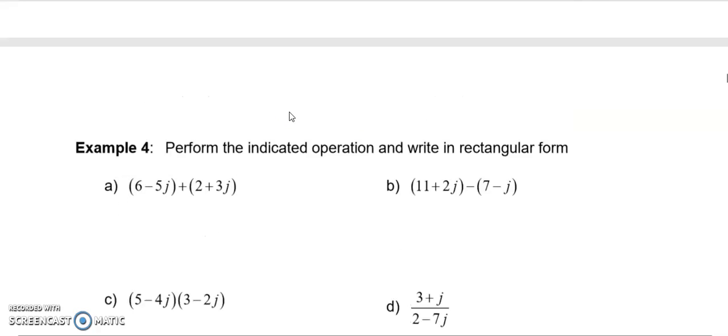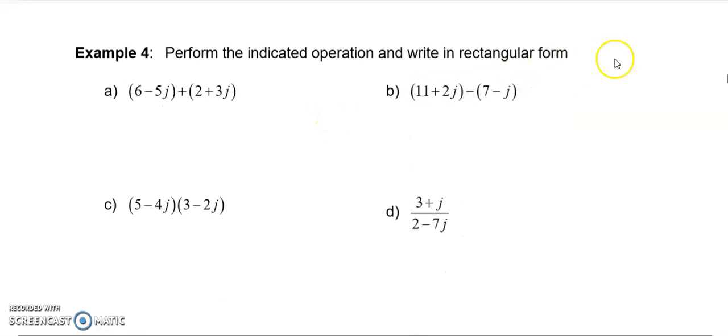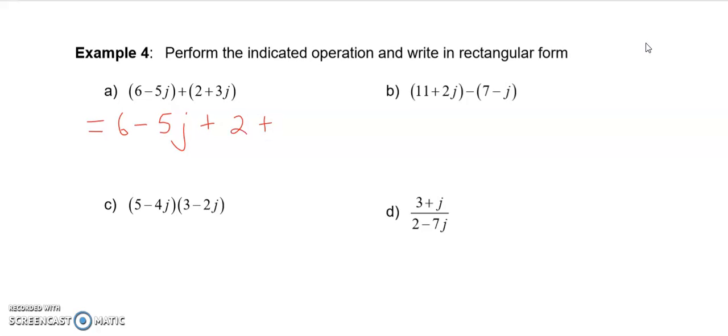So let's look at example number 4, and this is on page 7 at the very top. It says, perform the indicated operation and write in rectangular form. Well, if you're adding two complex numbers, as part A tells us to do, all you really need to do is remove your brackets, and they just disappear. There are no terms in front to multiply through by. Signs are both positive. So basically, the brackets will just vanish. You're going to be left with 6 minus 5j plus 2 plus 3j.